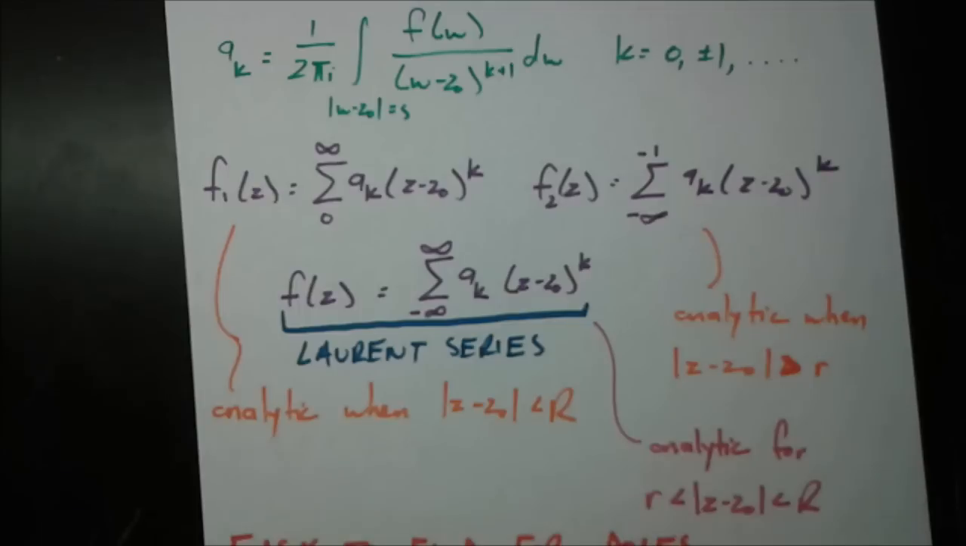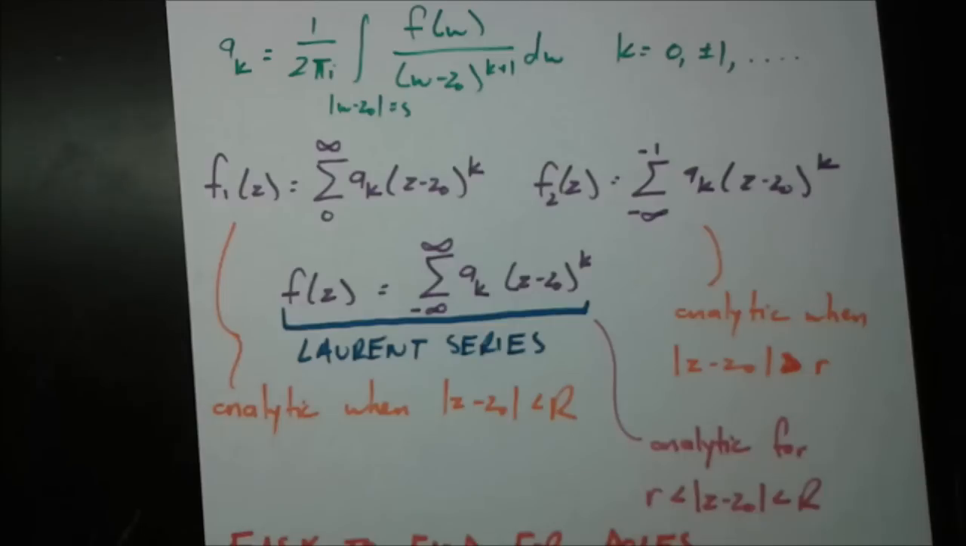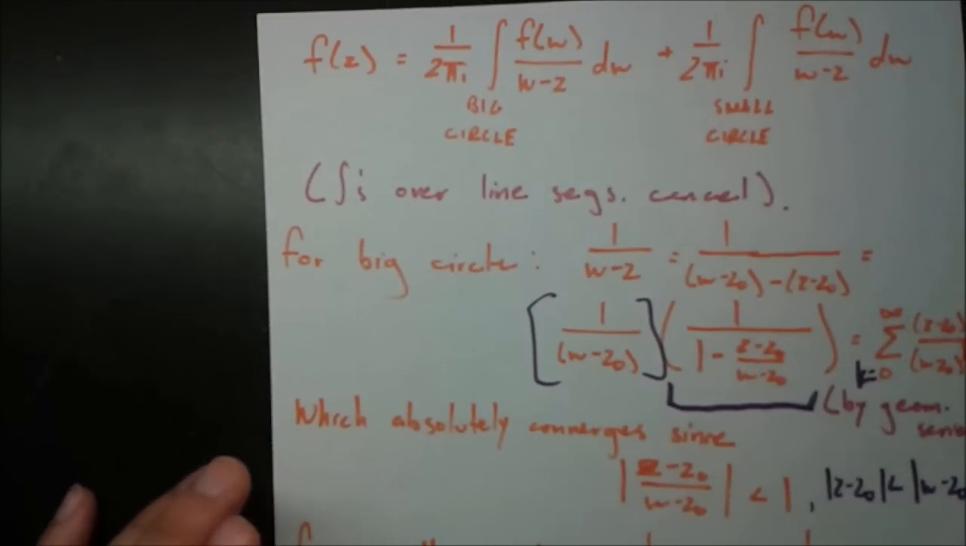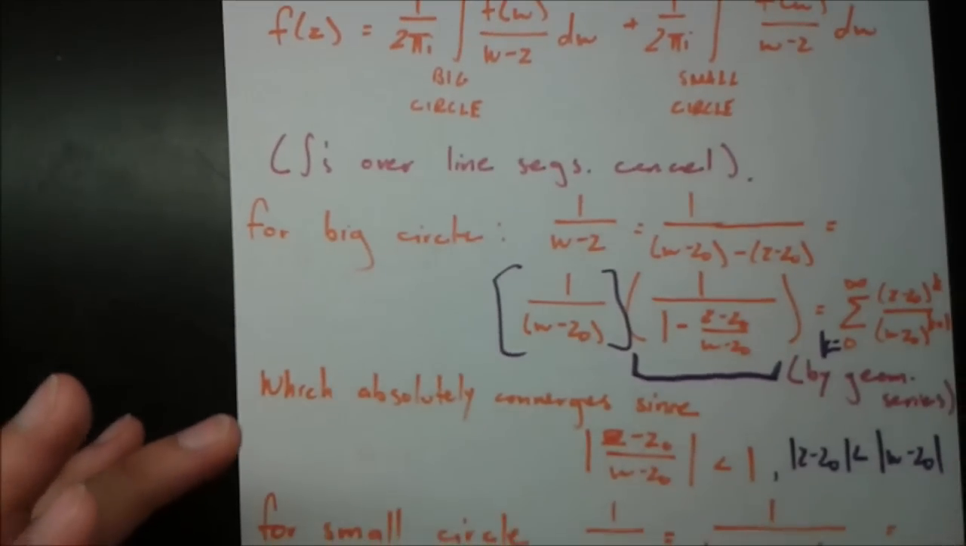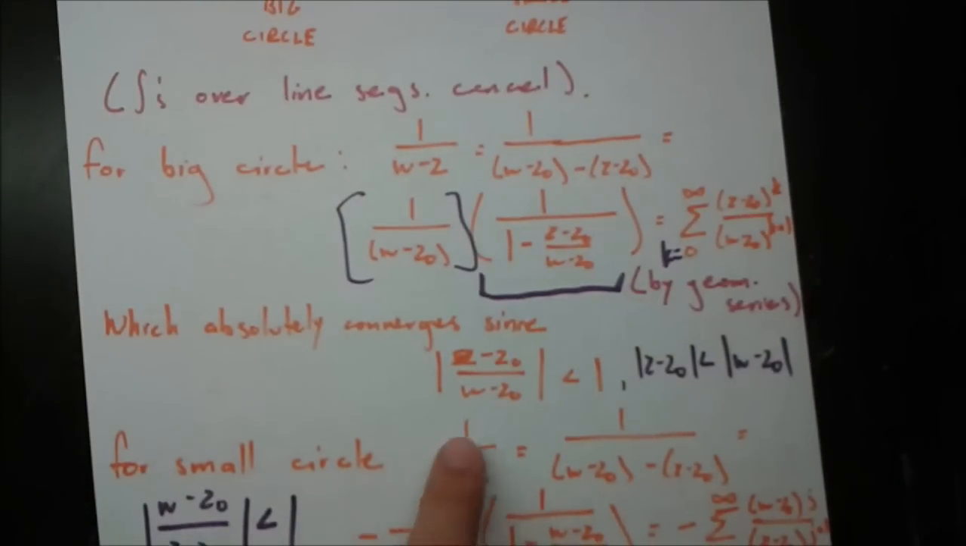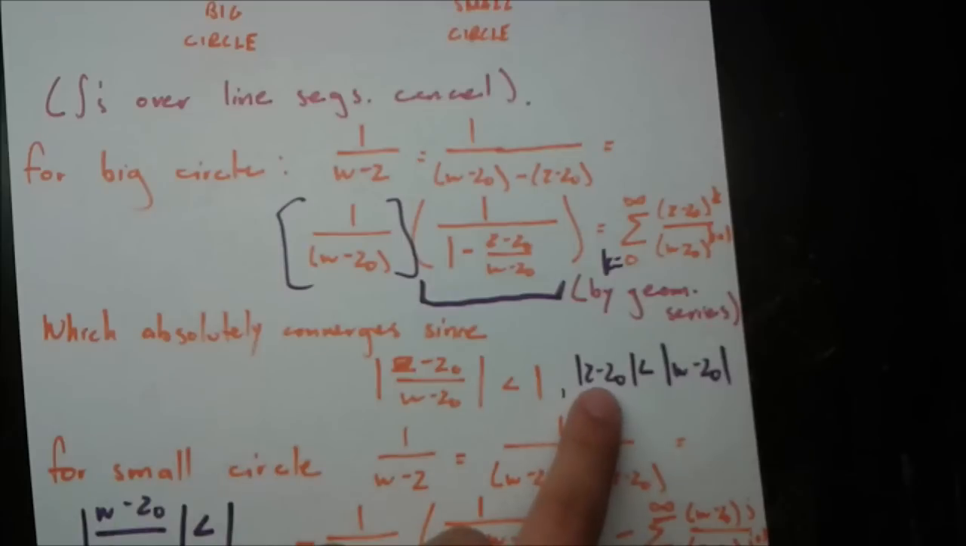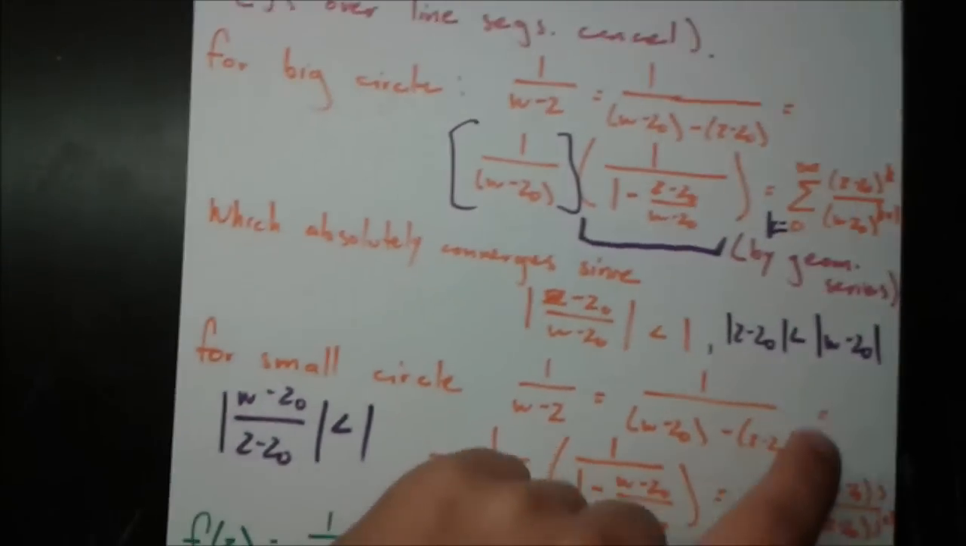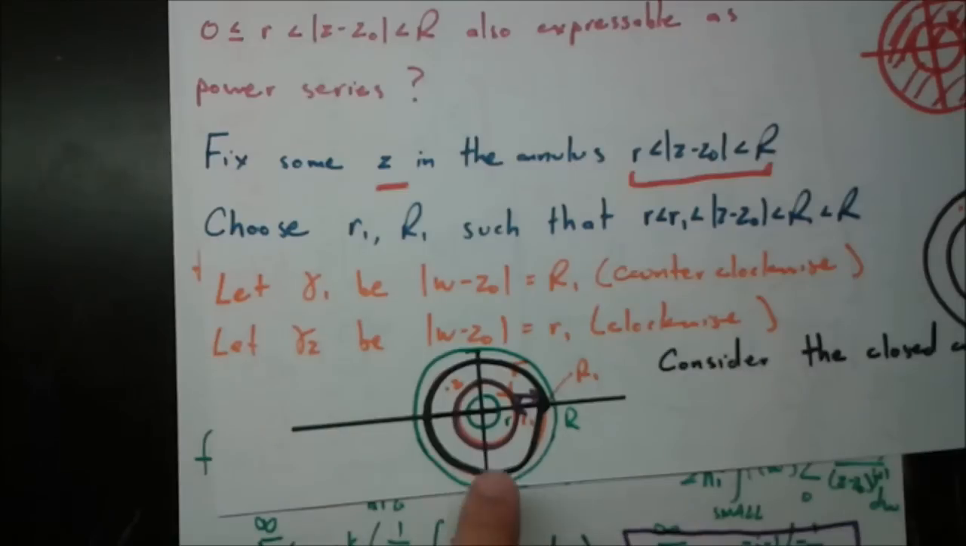So now let's talk about where is f1 convergent, where is it defined, where is f2 convergent and defined. So f1 is convergent where? Let's take a look. Let's trace back to what f1 is. So f1 was the integral around the big circle, correct? And we said the series converges as long as the modulus of z minus z naught is less than the modulus of w minus z naught. So let's go back to our picture once more. And let's see.